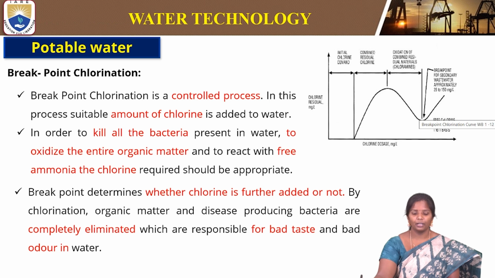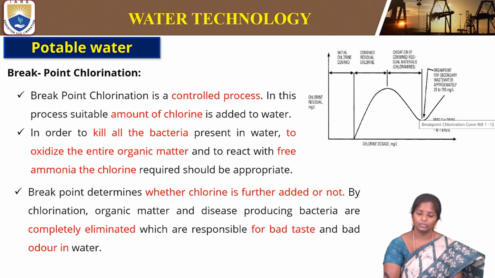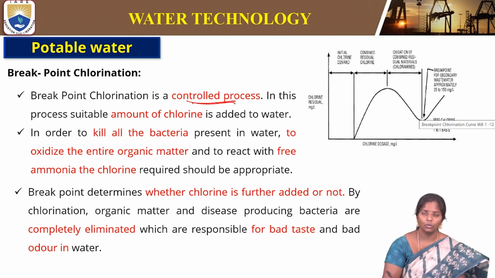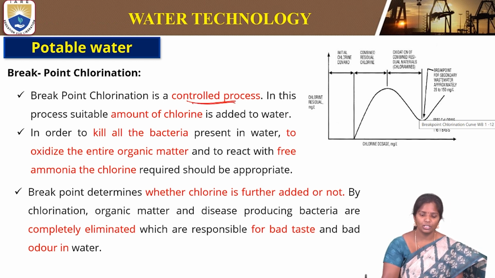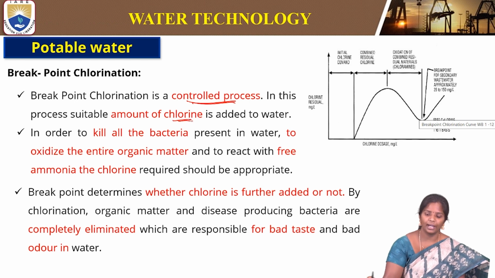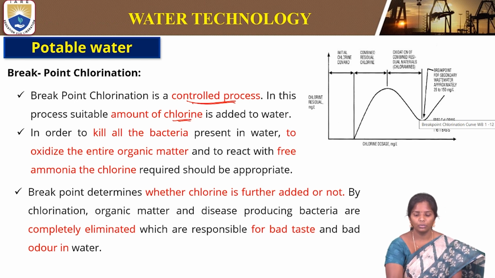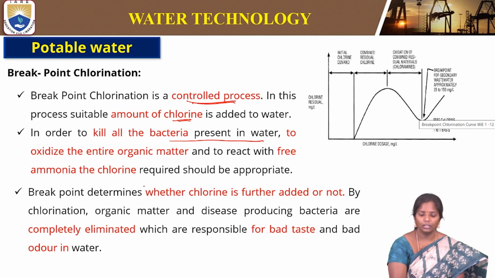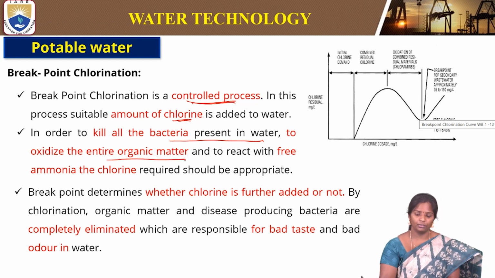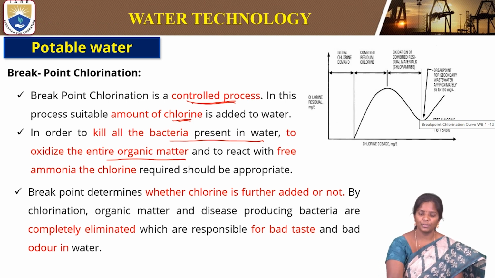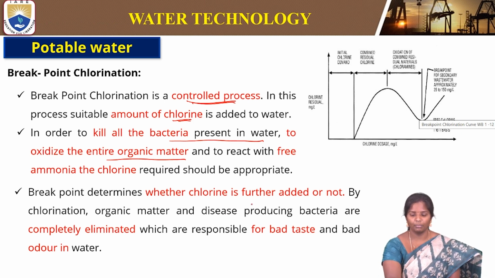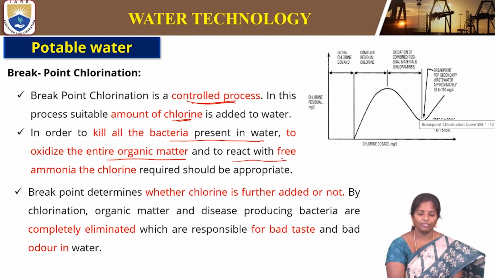Another method is breakpoint chlorination. It is a controlled process used for chlorinating water. In this process, a suitable amount of chlorine is added to water. In order to kill the bacteria in water, the entire organic matter has to be destroyed. This helps in destroying the organic matter, and it also reacts with free ammonia, the chlorine required.